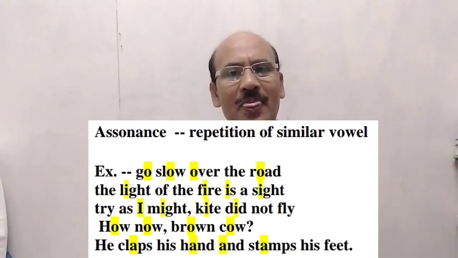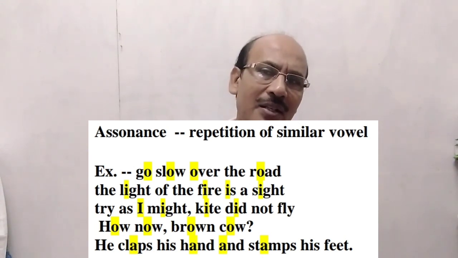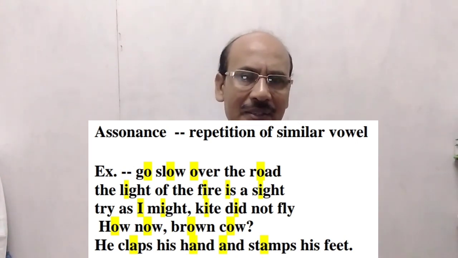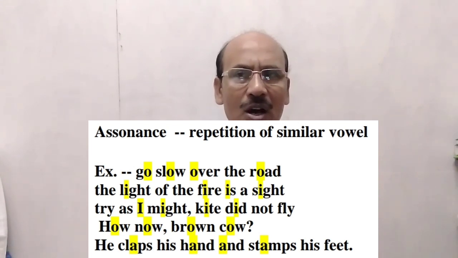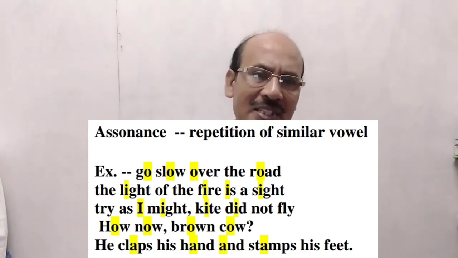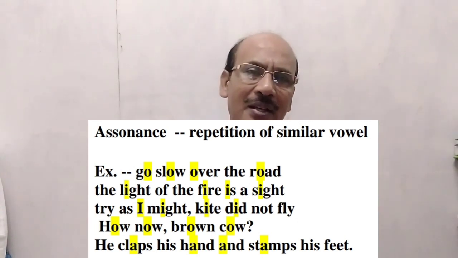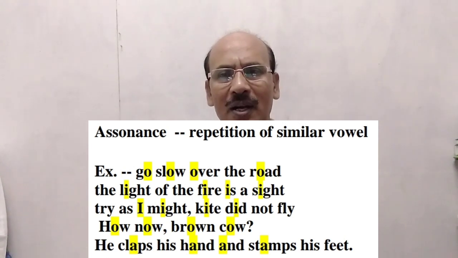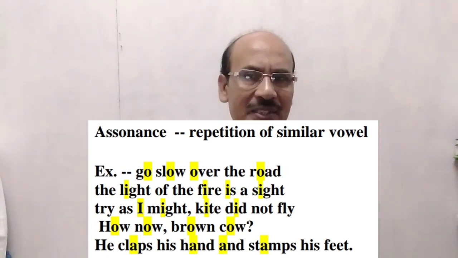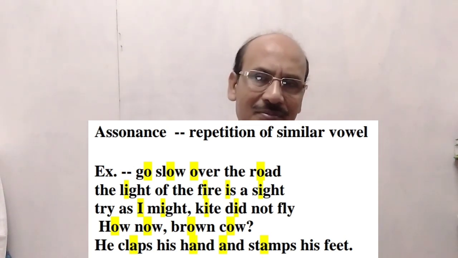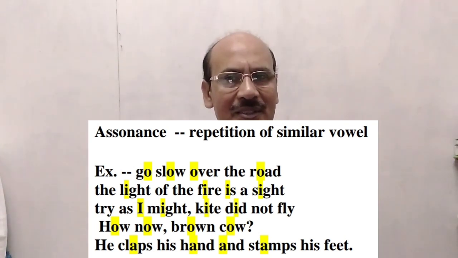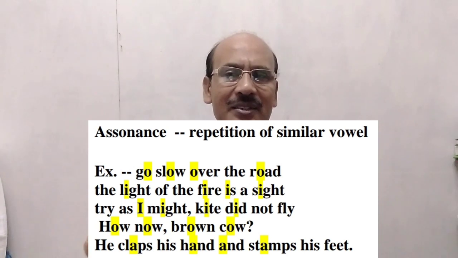Assonance is the figure of speech where there is repetition of similar vowel in a line. In a line, we have repetition of similar vowel. It may be initial, it may be middle, it may be at the end also. For example, go slow over the road. Letter O is repeated. Another phrase, the light of the fire is sight. The letter I is repeated.